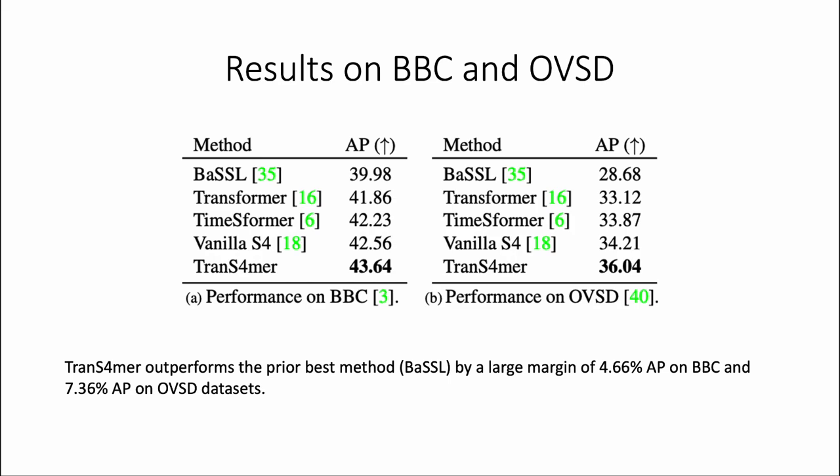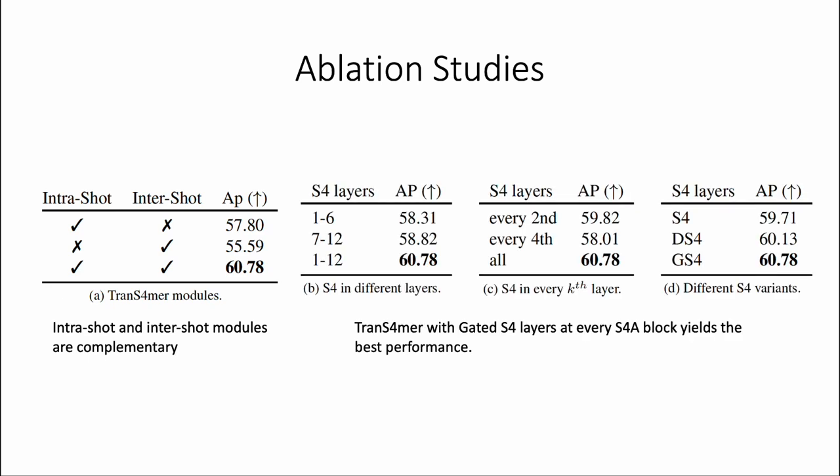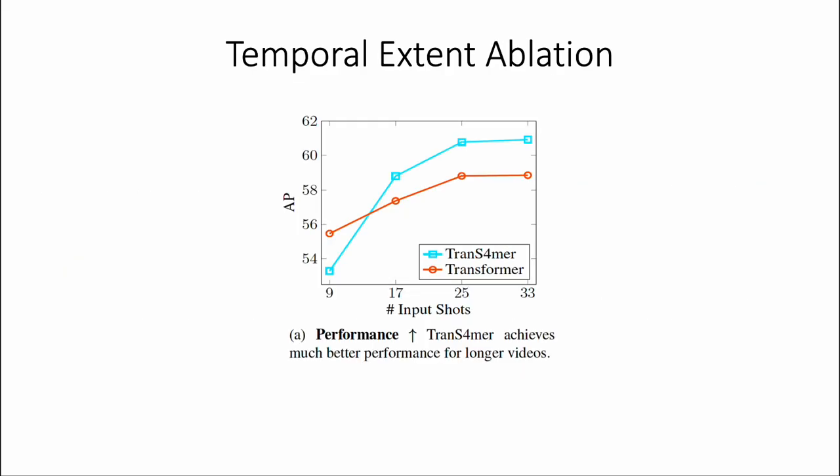Here we show the results on BBC and OVSD. We can see that our model outperforms the prior method BASSL by a large margin on both of these datasets. We perform ablation studies by removing either the intra-shot or inter-shot module from our model. We can see that removing any module drops the performance significantly, which shows that these modules are complementary. We also ablate the position of S4 layers and different types of S4 variants. We found that gated S4 layers at every S4A block yields the best performance.